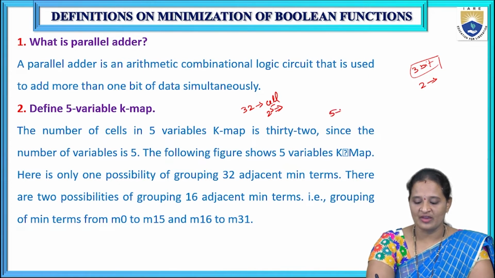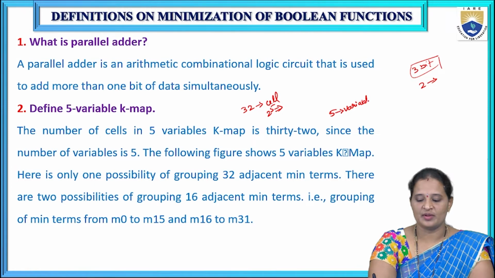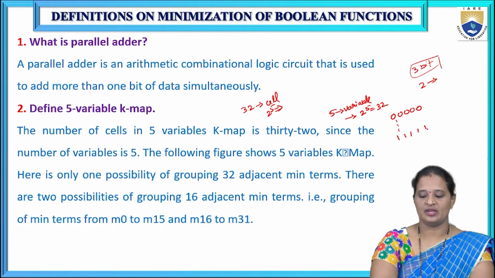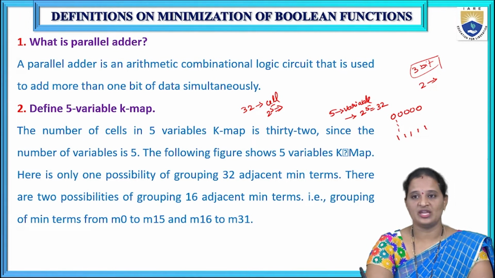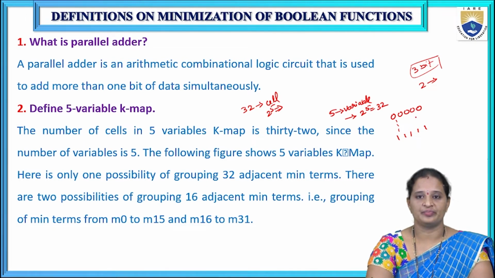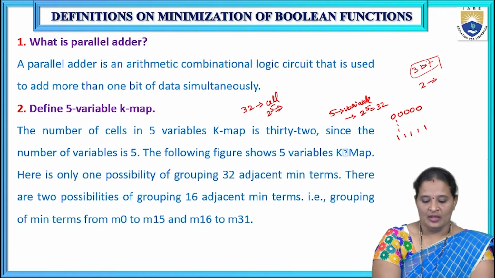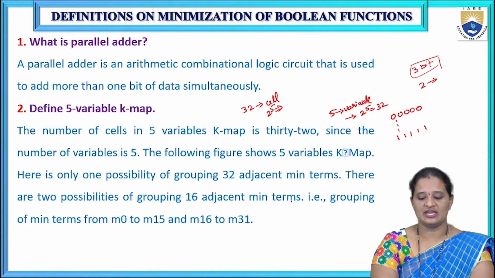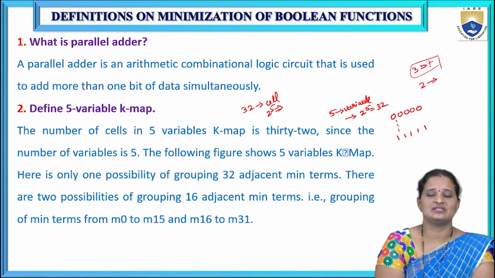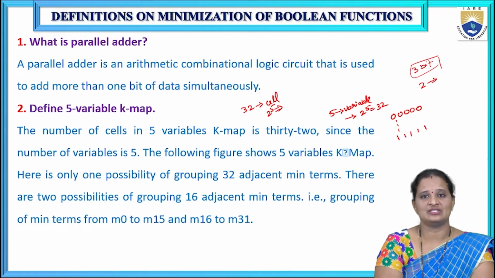As we have a 5-variable Boolean function, what are the input combinations that we can have? 2 power 5, 32. Those 32 combinations, from 0 0 0 0 0 to 1 1 1 1 1. So these are the 32 combinations, and each cell will be representing any one of the input combinations. Here there are two possibilities of grouping 16 adjacent minterms, and also there are various possibilities for grouping 2 adjacent cells, 4 adjacent cells and even 8 adjacent cells like that.